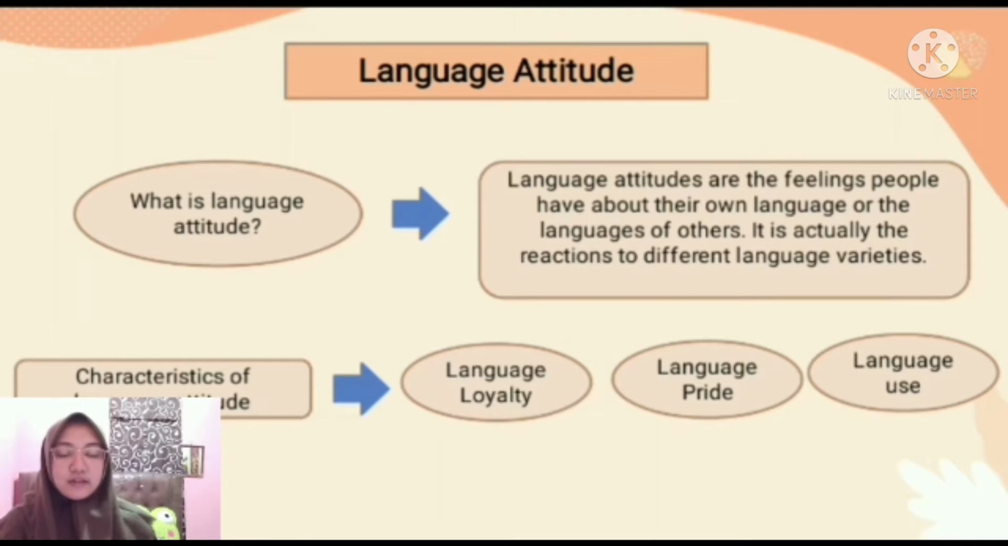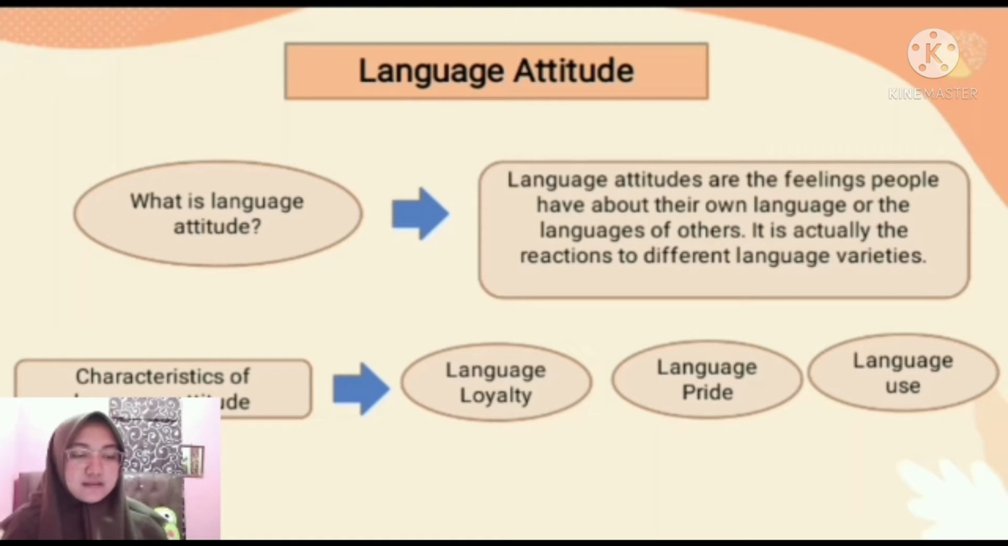There are some characteristics of language attitude. Based on Garvin and Mathiot in 1968, there are three characteristics of language attitude. The first is language loyalty, the second is language pride, and the third is language use. Language loyalty encourages the people of a language to defend their language and, if necessary, prevent the influence of other languages.